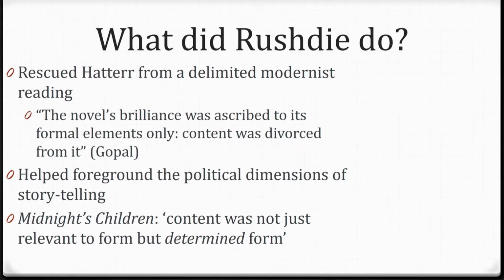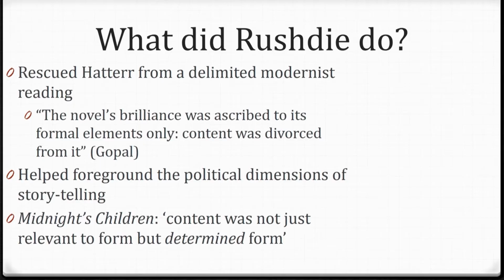Firstly, it could be because of the difficult nature of the text. Secondly, it could also be about this inability to place Desani into any particular Indian literary tradition, which is why most discussions on Desani begin by referring to the intervention that Rushdie made, just like we have also done as part of this course. So what did Rushdie do to H. Hatterr? Priyamvada Gopal is of the opinion that Rushdie rescued Hatterr from a delimited modernist reading, which was part of its dominant tradition for a long time.